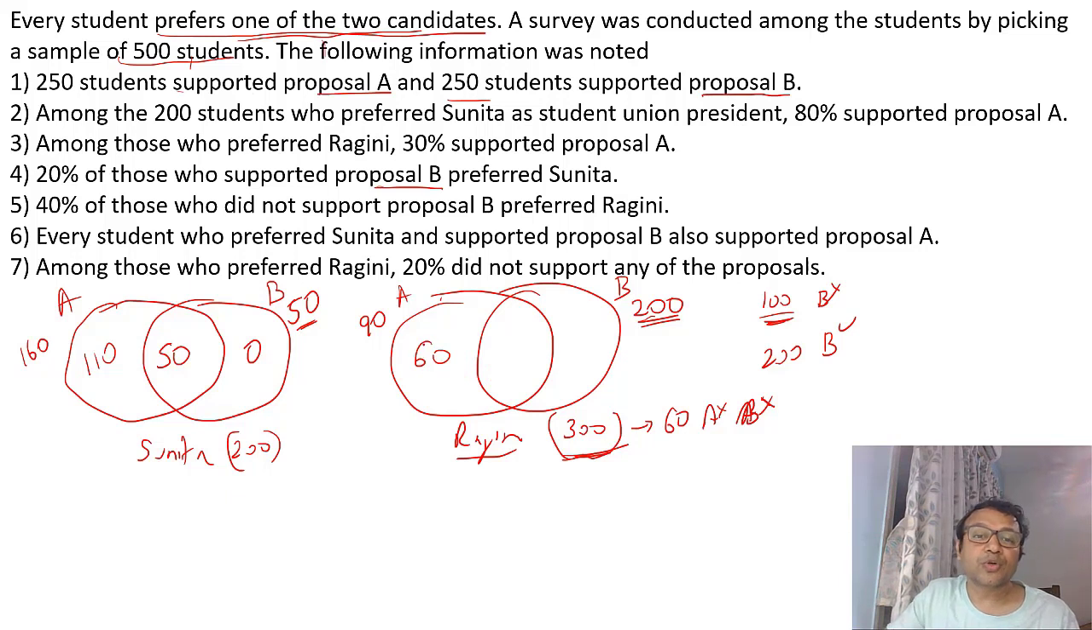Remember, 300 minus 60 is 240. So 200 from this is B, so outside B will be 40. The moment you get 40 here, 90 minus 40 is 50, and 200 minus 50 is 150. I get all the data which is there, and once I get this, the answer is direct. You don't even have to worry about it.